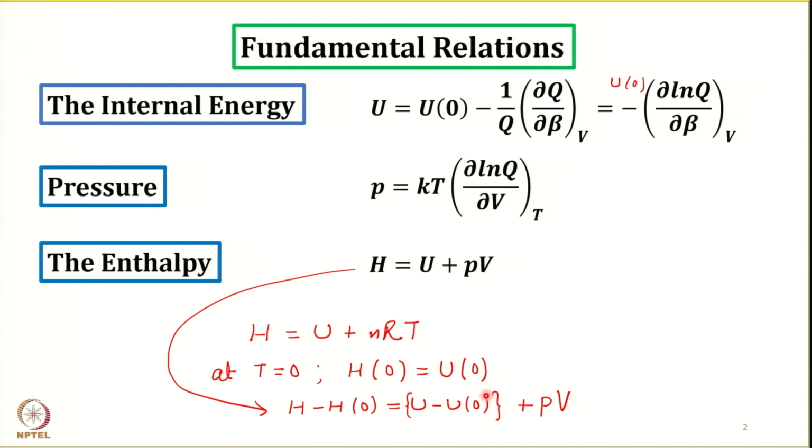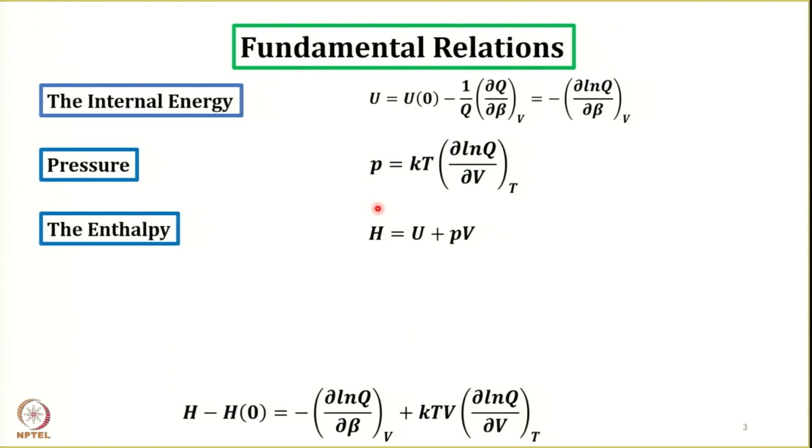U minus U0, I already have an expression. For pressure, I already have an expression. So now it is so easy to get an expression between enthalpy and pressure. Let us see. So we just wrote that H minus H0 is equal to U minus U0 plus PV.